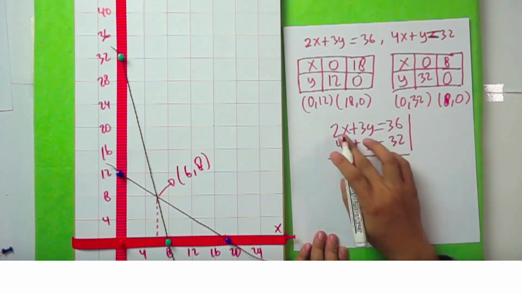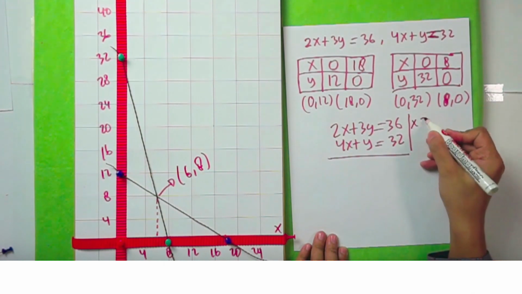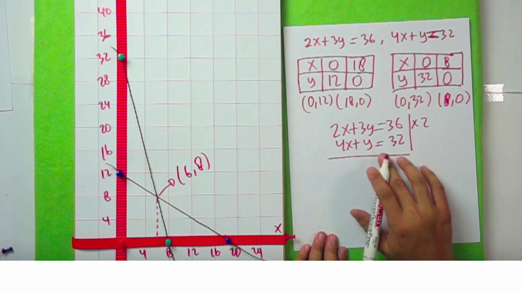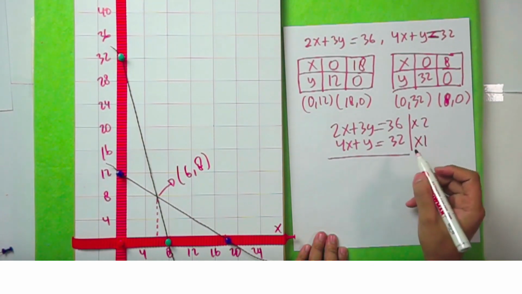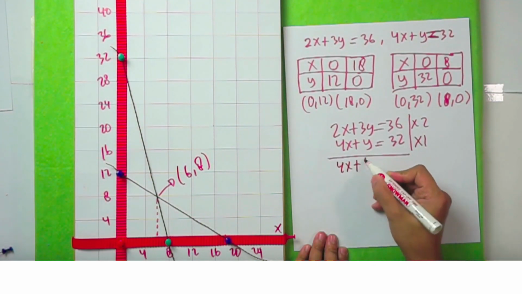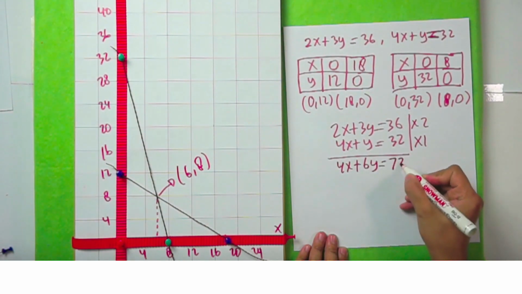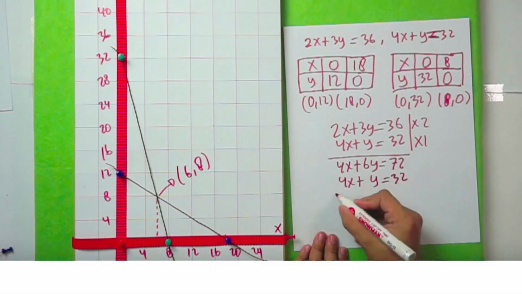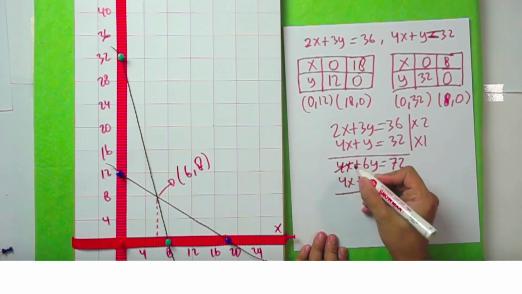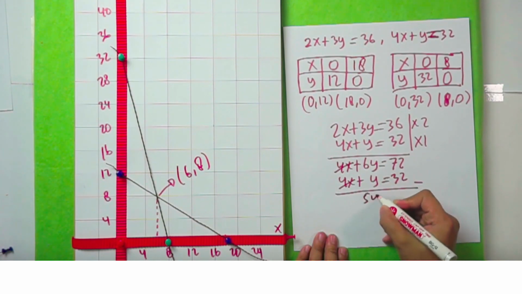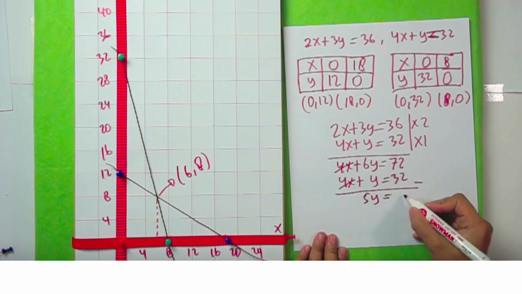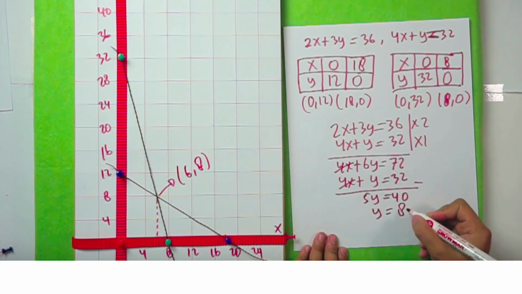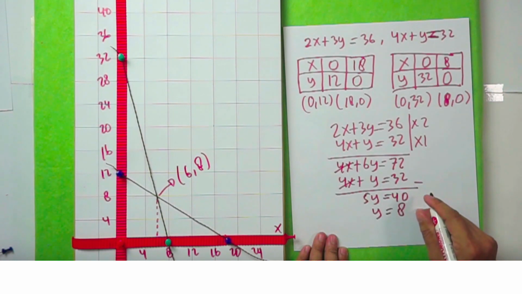Because we want to eliminate x value, we can multiply 2x plus 3y equals 36 with 2. The result is 4x plus 6y equals 72. So, we eliminate the 4x plus 6y equals 72 with 4x plus y equals 32. We can subtract 4x with 4x and we got 0. Then subtract 6y with y equals 5y. After that, 72 minus 32 equals 40.